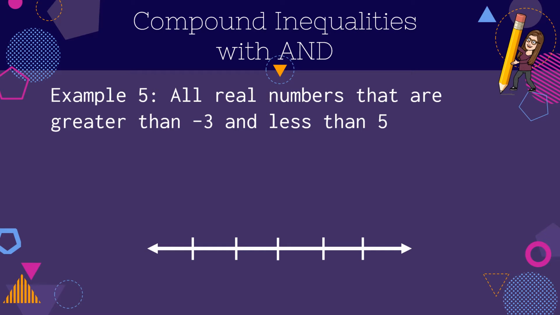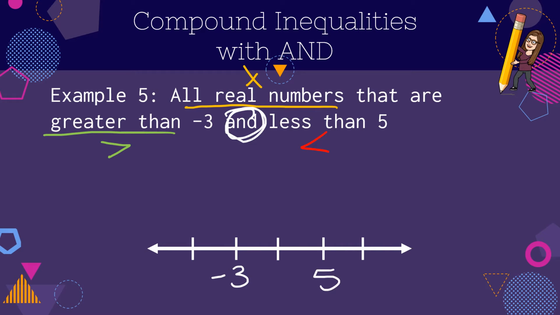Let's look at our first example. We want to graph on a number line all real numbers, that's x, that are greater than -3 and less than 5. So let's start with our two numbers. I've got -3 and 5. If you have a number line, of course, you use those exact points. Greater than would be an open circle. Less than would be an open circle.